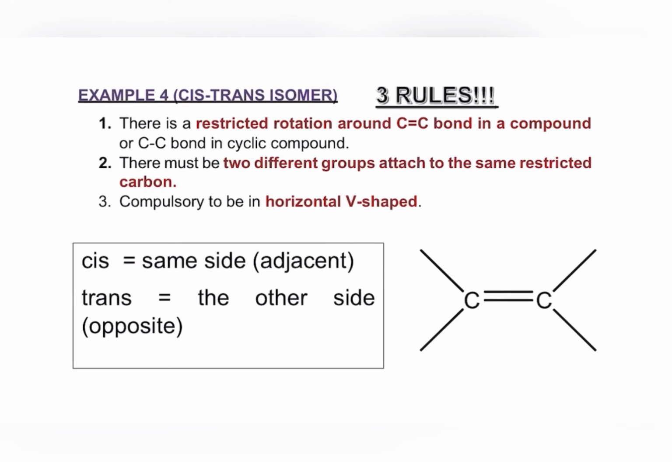Assalamualaikum and hello. Let's continue with the next nomenclature of alkene, where we are going to choose example 4 as our reference, where we are going to learn how to give the name for cis-trans isomer. So before you give and write the name for this structure, I'm going to introduce to you 3 rules that you have to understand for cis-trans isomer.